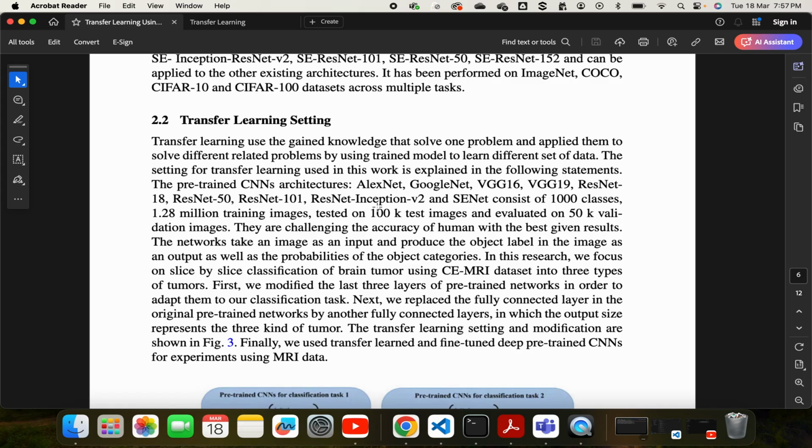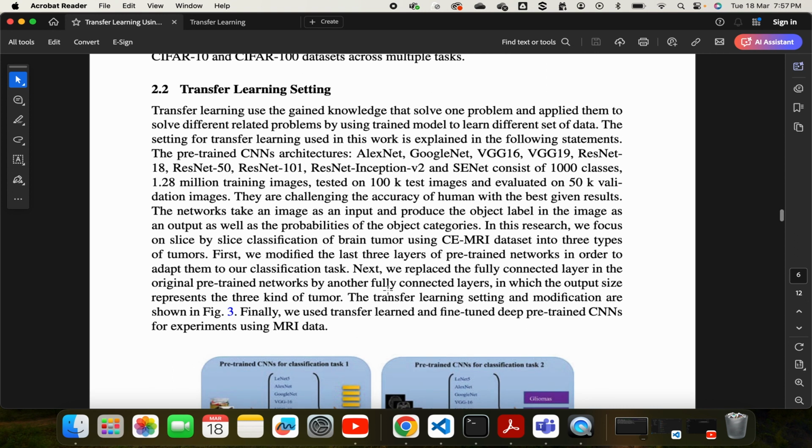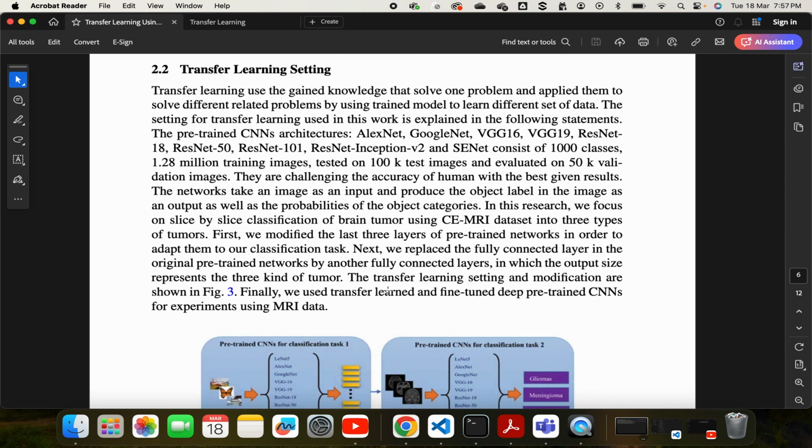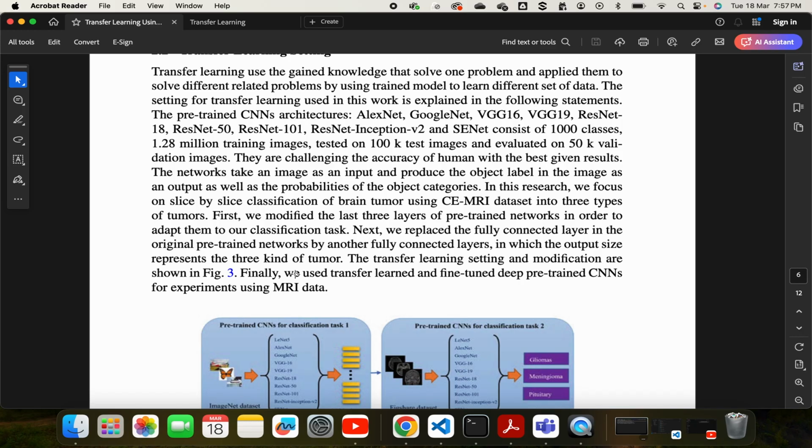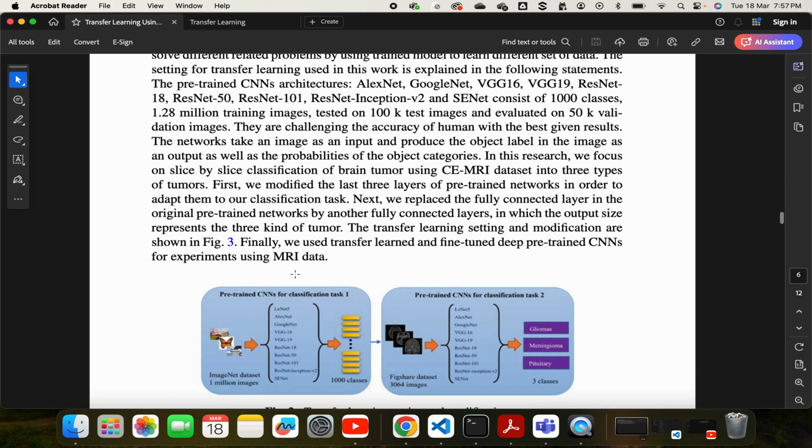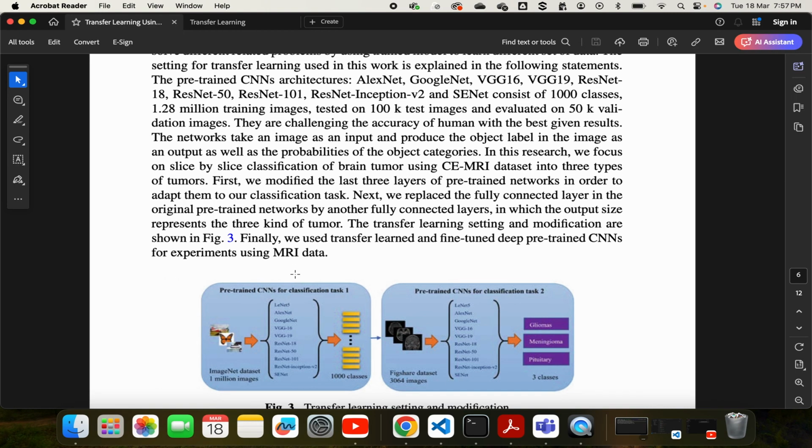And these pre-trained models have already learned important low-level image features such as edges, shapes, and textures, which can be adapted to identify tumor patterns in MRI scans. So this study, as I told, utilized 9 pre-trained architectures. Each of these architectures has demonstrated higher accuracy in general image classification tasks, and their ability to process hierarchical features makes them well suited for medical image analysis.